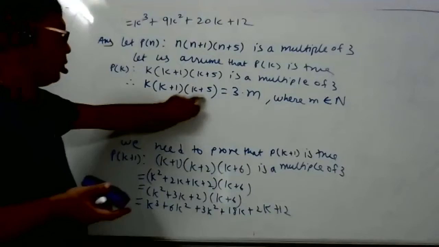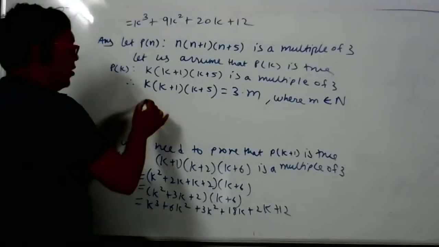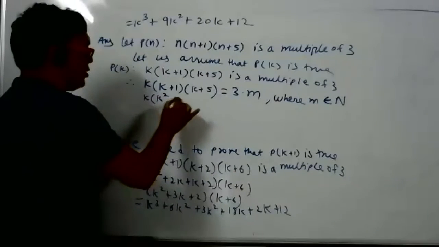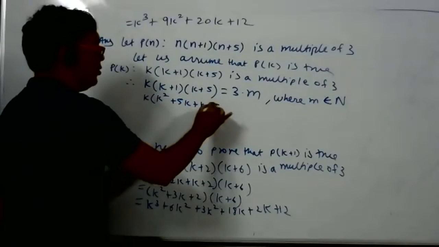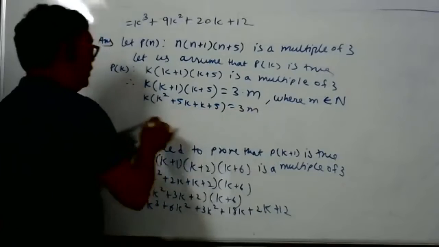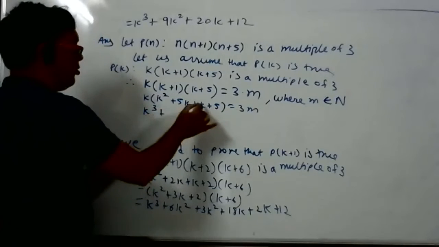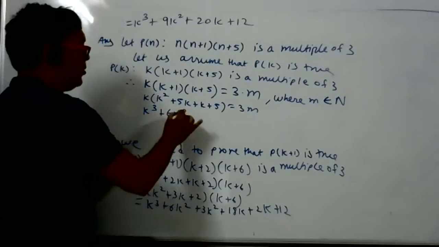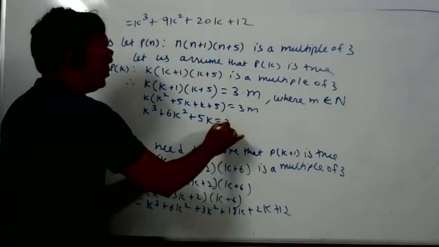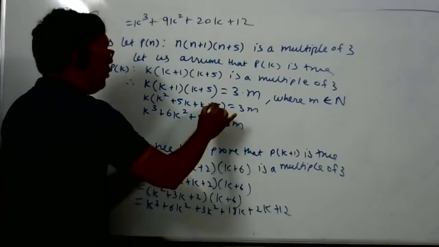So here also open the bracket. So open the bracket means what we'll get? K cube plus 5K square plus K square plus 5K is equal to 3M. So K cube plus 6K square plus 5K is equal to 3M. I think you'll get this much.